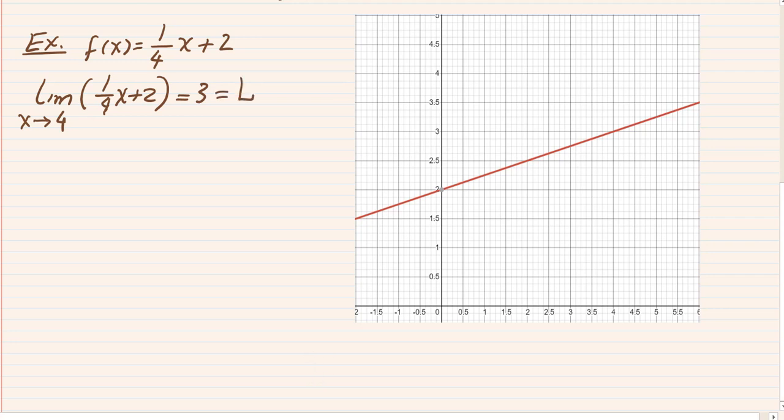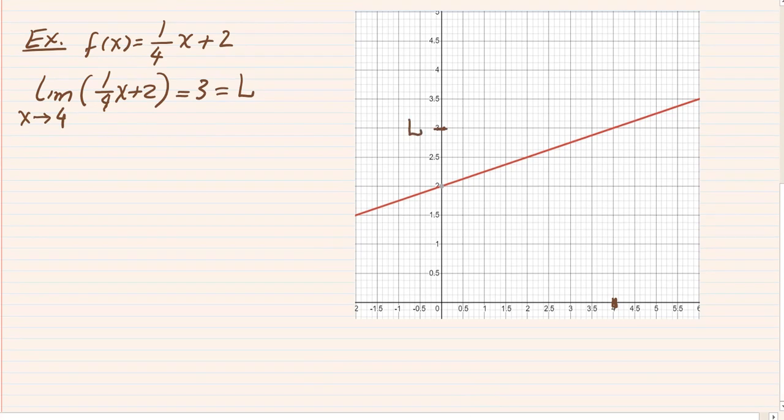Now let me locate this on the graph. On my graph, here's 4, and then the limit is 3. This is what we're going to call L, where the line crosses right in here. Now remember, the function need not be defined at that point, but it doesn't matter here. That's not our point. I just want to emphasize that the limit of a function and the value of the function don't have to be the same. If they are the same, then that's something nice which we will look at in the next section when we talk about continuous functions and continuity.